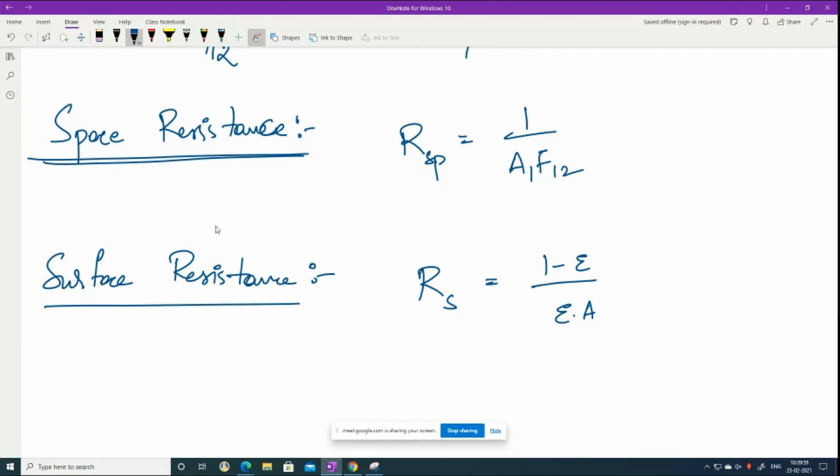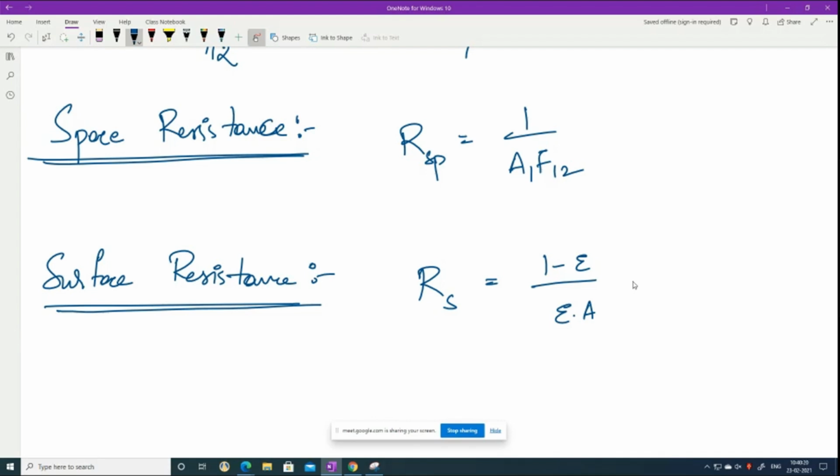Okay, similarly, I told you, Q12 you can take, and from that you can take the delta T and this whole thing. Then again you will get this formula. Again, I'm not going into that part. You can look for yourself. So these are the formulas for the space resistance and the surface resistance.